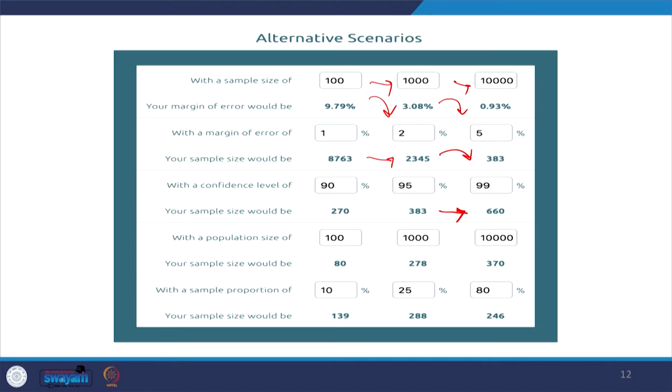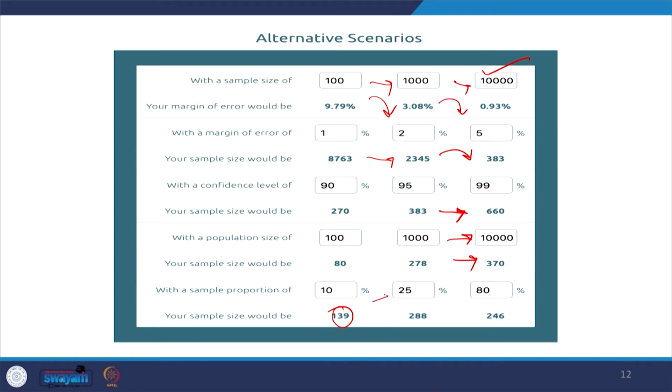And when the population size is much higher, you are also supposed to take more sample size. Similarly, when your sample proportion is higher to some extent, like 10%, you are taking a certain n, but you need not decide it yourself, depending upon the population size. Once you enter the population size, so many indicators are derived on that website, which we have just shown.